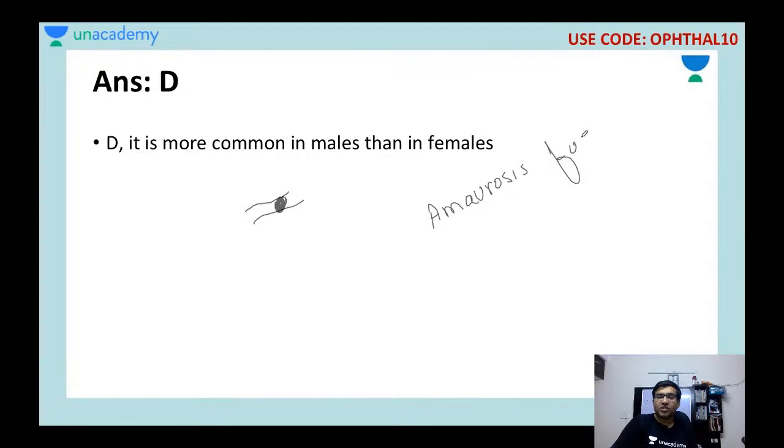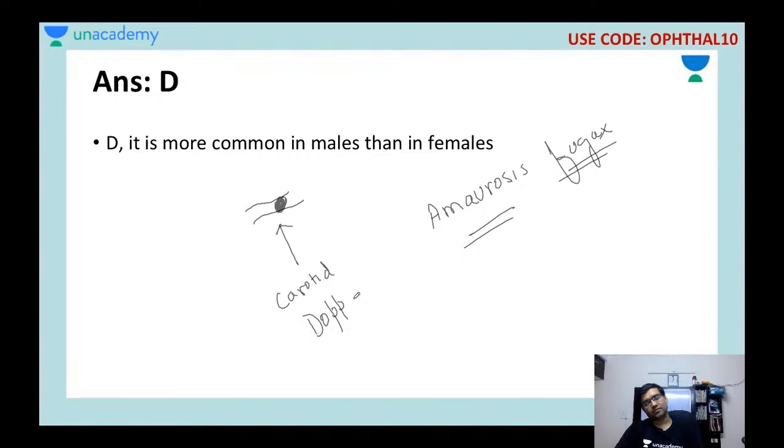So remember, amaurosis fugax and all the signs of diabetic retinopathy like microaneurysms, dot and blot hemorrhages, they all can be seen in the ocular ischemic syndrome. They are seen more commonly in males than females, and to diagnose the carotid artery blockage, you need a carotid Doppler. Okay, you need a carotid Doppler in these cases.